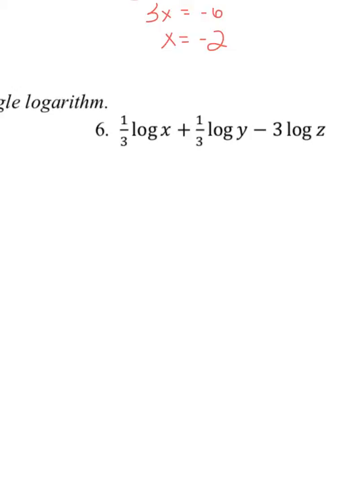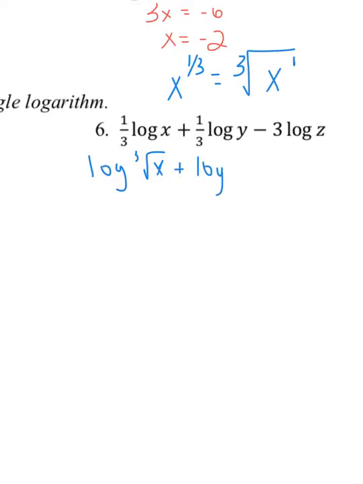So the 1/3 power is really the cube root, right? If you remember this rule, x to the 1/3, it's power over root. So power is 1 over root. So it's really just the cube root of x. So this is log cube root of x plus log cube root of y minus log of z to the 3rd.